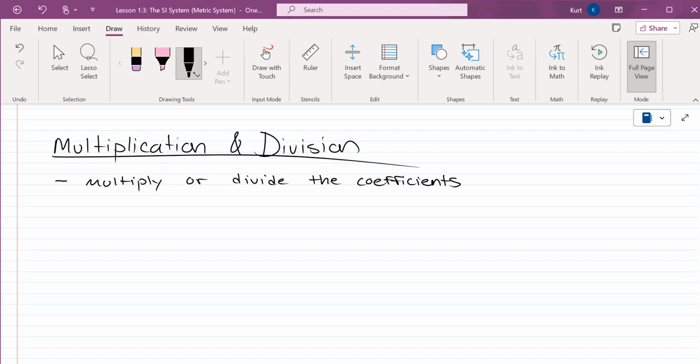When you are multiplying, you add the exponents. When you are dividing, you subtract the exponents. Let's do a couple examples.